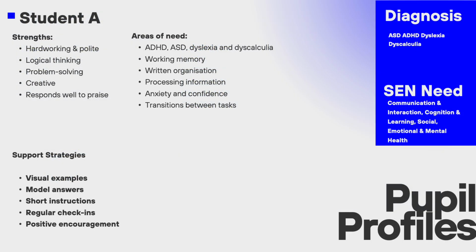Student A has a wider profile of need, including ADHD, ASD, dyslexia, and dyscalculia. She is hardworking, creative, and responds well to praise. Her main barriers in DT are working memory, written organisation, processing information, confidence, and transitions between tasks. She often starts independently, but can lose confidence as the task progresses, so visual examples, short instructions, check-ins, and encouragement are important.